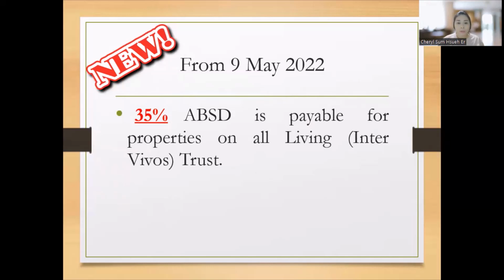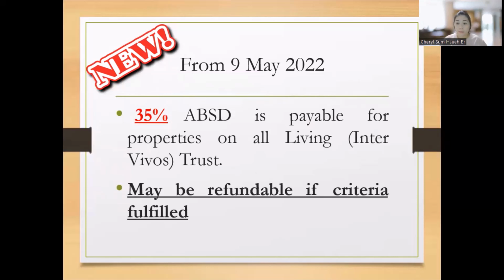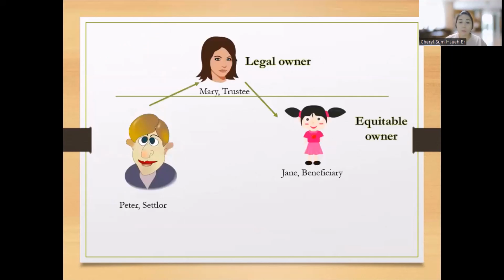Now, the second portion is on refund criteria. This is the important part as well. Out of this 35%, you need to pay first. Later on, you need to submit the application for refund. So the settler, the purchaser in this case, will still need to pay 35% of the purchase price or valuation, whichever is lower. So you need to prepare these funds first, and later on this may be returned to the purchaser if such criteria are fulfilled.